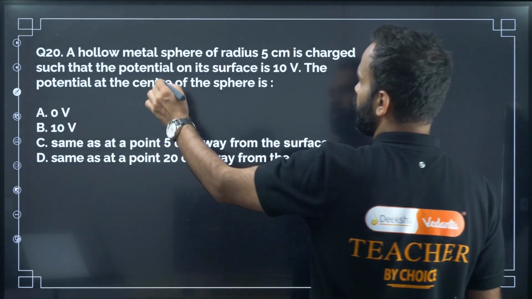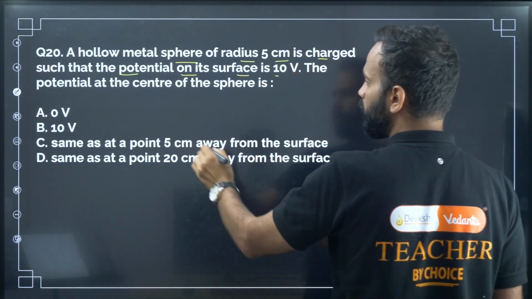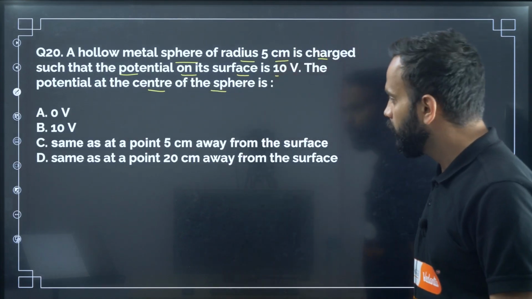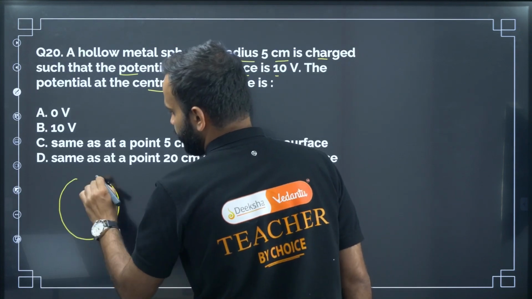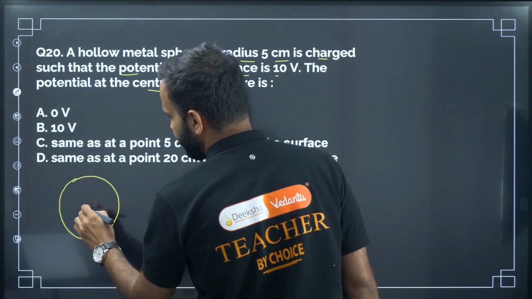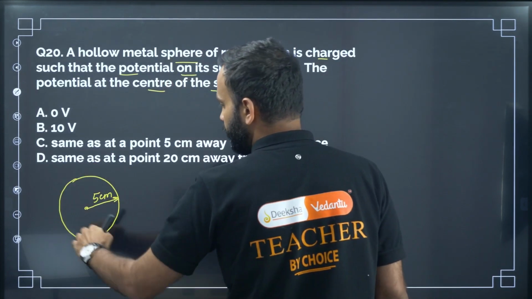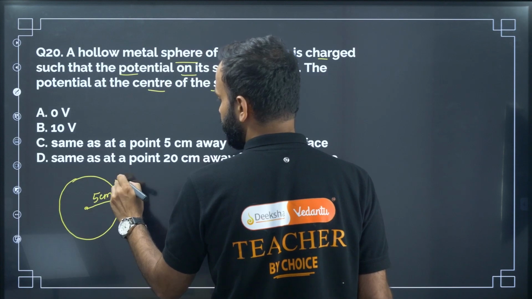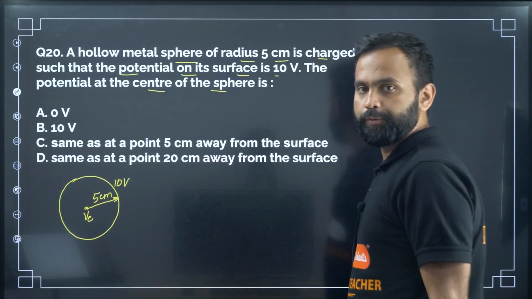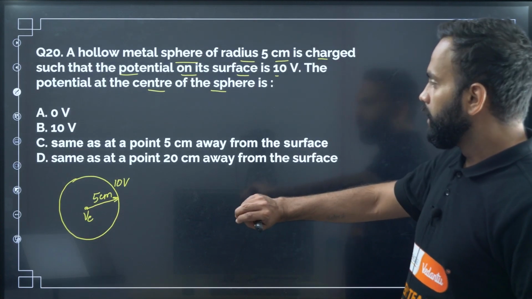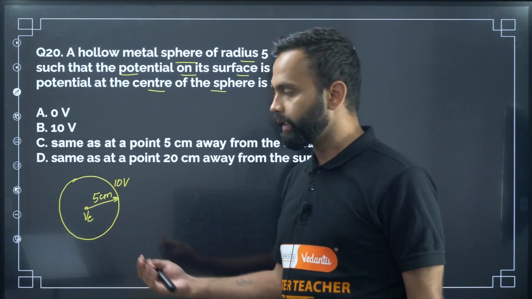Question number 20. A hollow metal sphere of radius 5 cm is charged such that the potential on its surface is 10 volt. The potential at the center of the sphere is, we need to find. So this is the hollow metallic sphere, and the radius is 5 cm. On the surface of the hollow metallic sphere, the potential is 10 volt. We need to find the potential at the center of the hollow sphere. Here inside the hollow sphere, the electric field is 0.